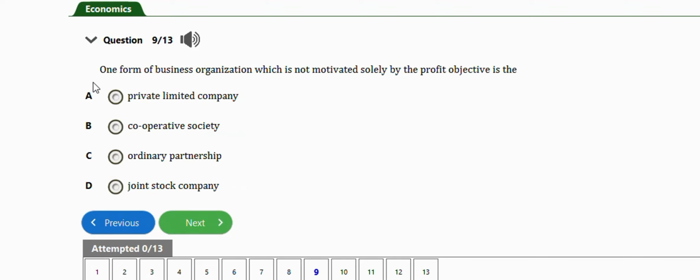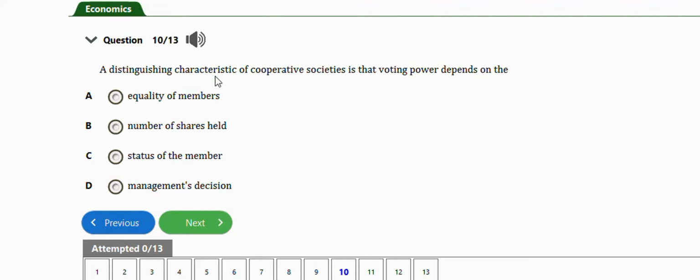Next question is this one. It says one form of business organization which is not motivated solely by the profit objective is the, so we have private limited company, cooperative society, ordinary partnership, joint stock company. The right answer is option B, which is cooperative society. The next question is this one. It says a distinguishing characteristic of cooperative societies is that voting power depends on the, we have equality of members, number of shares held, status of the member, management's decision. The right answer is option A, which is equality of members.